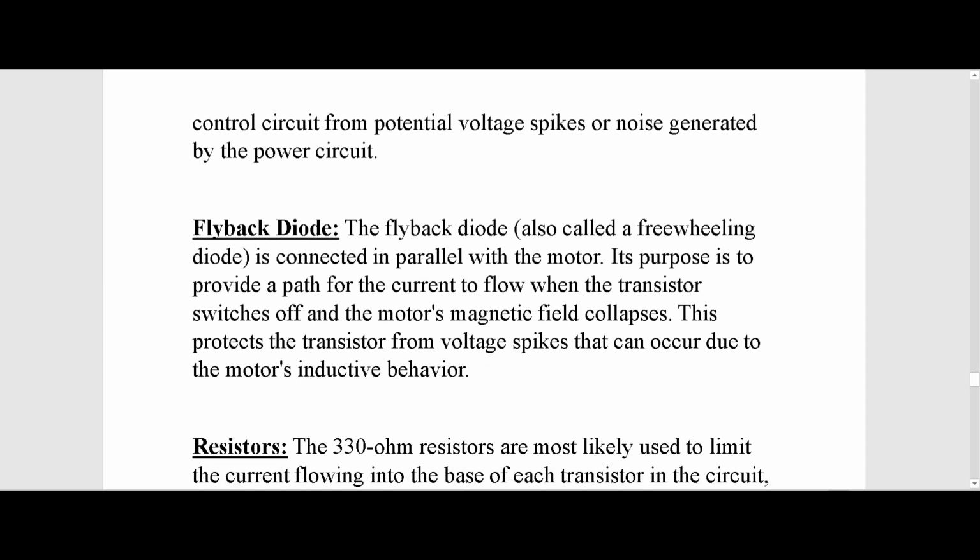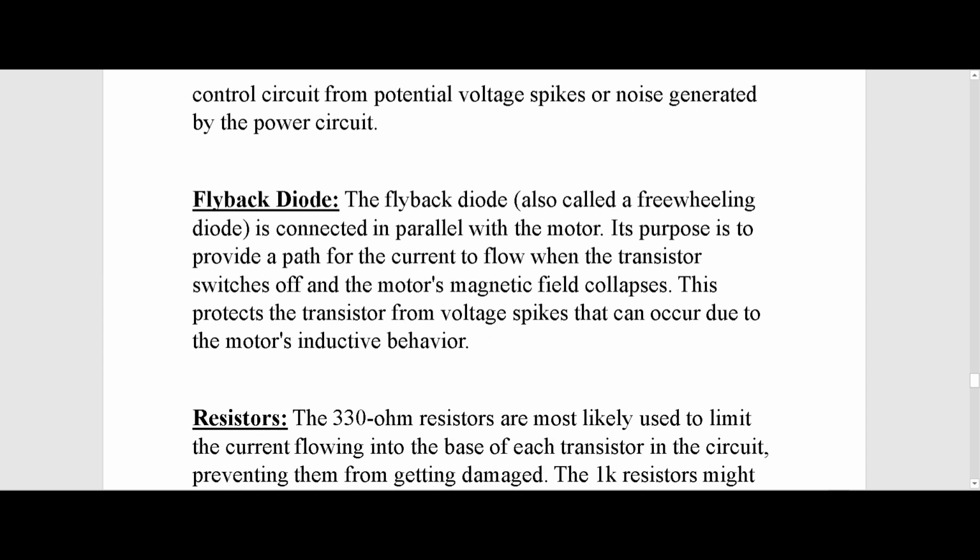Coming to the flyback diode. The flyback diode, also known as a freewheeling diode, is connected in parallel with the motor. Now it is very important to connect it in parallel with the motor. Its purpose is to provide a path for the current to flow when the transistor switches off and the motor's magnetic field collapses. Now what is happening here?